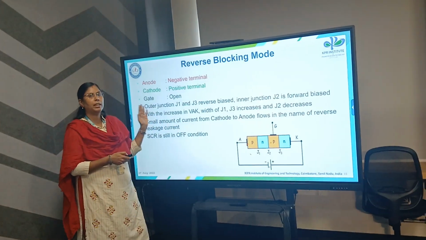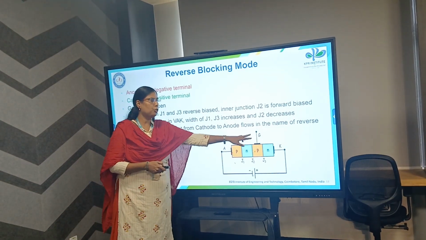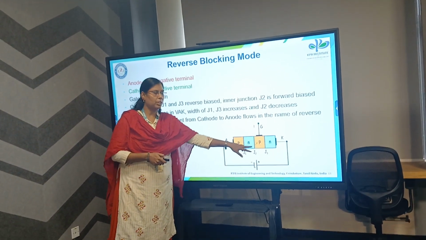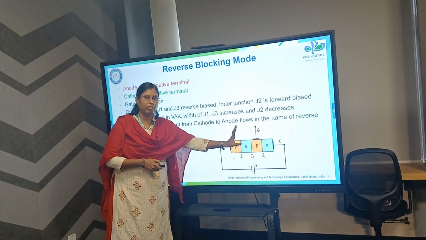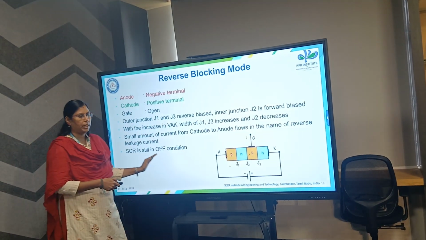We are giving the reverse bias supply between the anode and cathode and there is no supply at the gate, so there is no reaction in the junction J2. The junction J1 and J3 depletion region width will be high, so the current will be very minimal. So this is the off state.